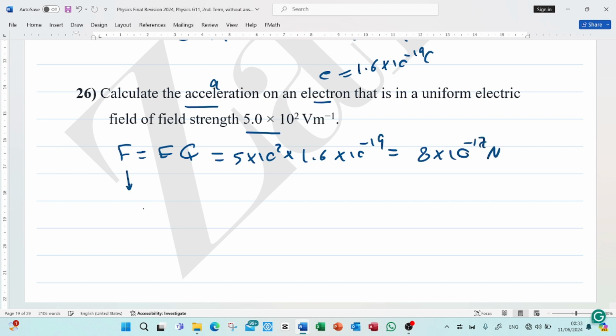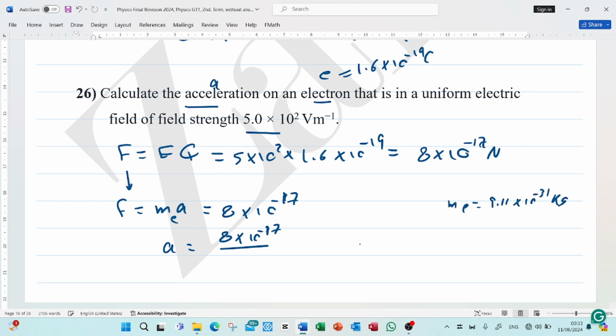What is the relation between the force and the acceleration? F equals ma. M is the mass of the electron, given in the formula sheet, 9.11 times 10 power negative 31 kilogram. F equals 8 times 10 power negative 17. Then the acceleration equals the force, 8 times 10 power negative 17, divided by the mass of the electron, 9.11 times 10 power negative 31 kilogram. The answer is 8.78 times 10 to the power 13. The unit is meter per second squared.